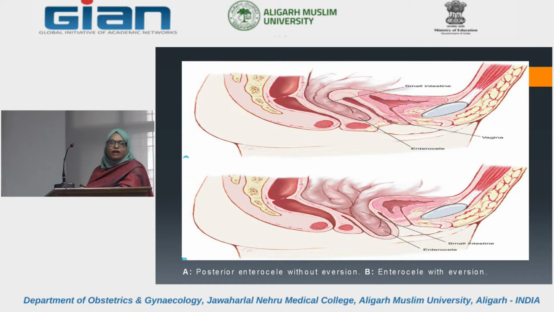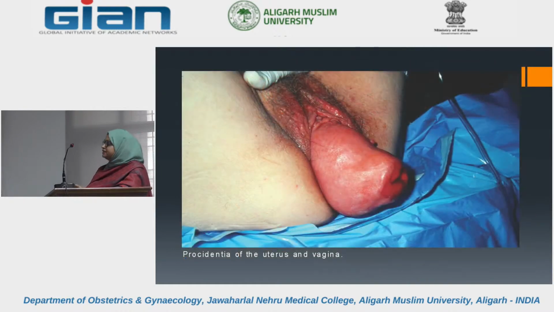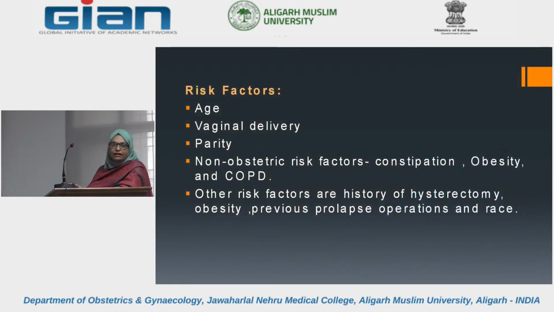Then the risk factors for prolapse are increasing age, frequent and more vaginal deliveries, increased parity, constipation, obesity, and chronic obstructive pulmonary disease. Other risk factors are history of hysterectomy, previous prolapse operations, and race.